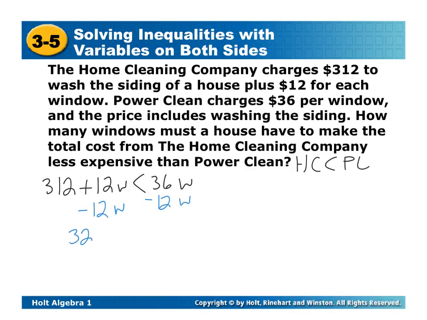So essentially we have to figure out how many windows need to be washed to make up the $312 from a total of $24 per window. So if we go ahead and divide both sides by 24, we get an answer of 13. So if there's more than 13 windows on a house, it would be beneficial to use the home cleaning company because you're paying less per window.